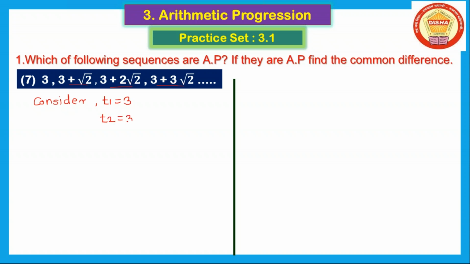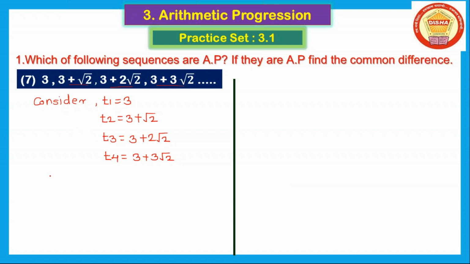T2 is equal to 3 plus root 2. T3 is equal to 3 plus 2 root 2, and T4 is equal to 3 plus 3 root 2. We have to state whether the given sequence is an AP or not.